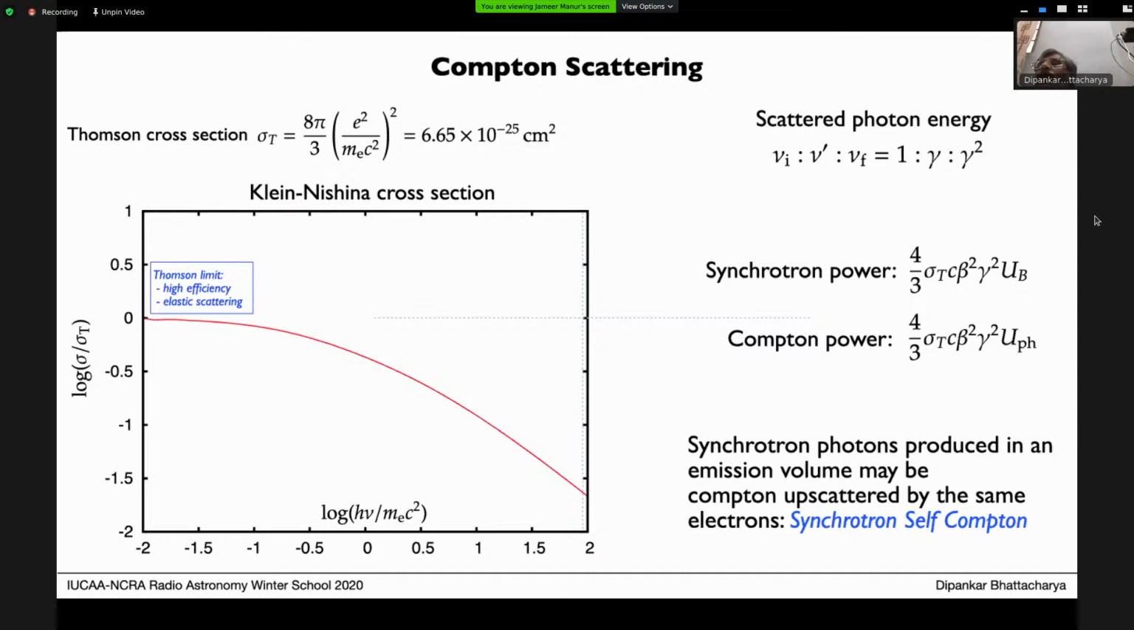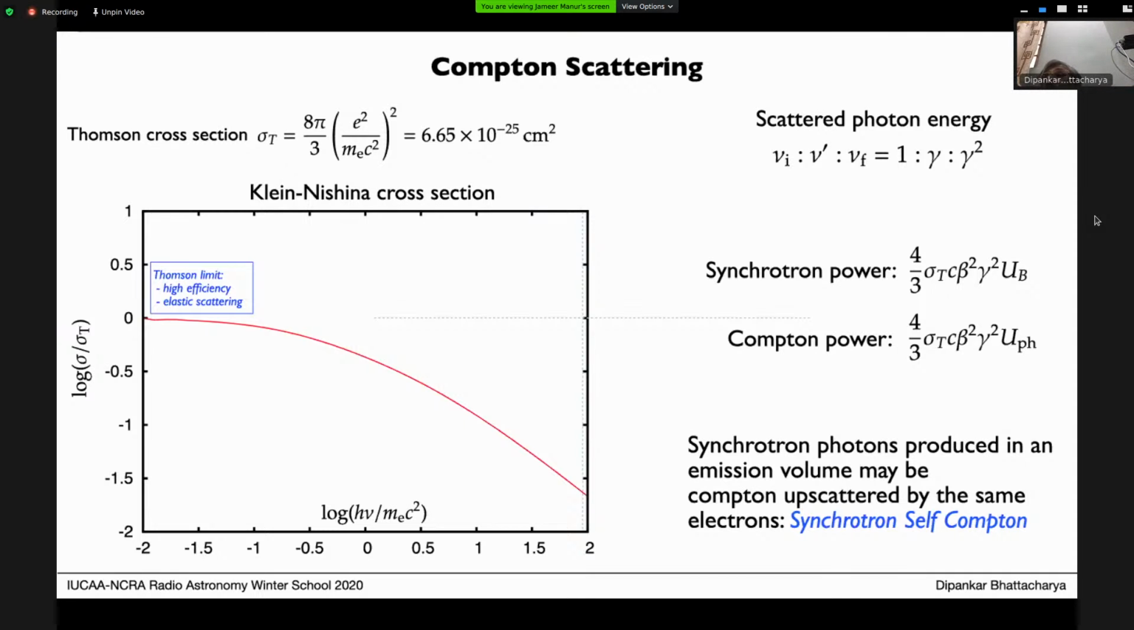So therefore, sitting in the lab frame, what we will see is that an electron of Lorentz factor gamma scattered a photon of frequency nu I and produced a frequency nu f, which is gamma squared times nu I. So therefore, the typical frequency that the output of inverse Compton scattering will produce is proportional to the Lorentz factor squared of the electron. And so this is similar to what synchrotron radiation also did. The frequency was proportional to Lorentz factor squared.